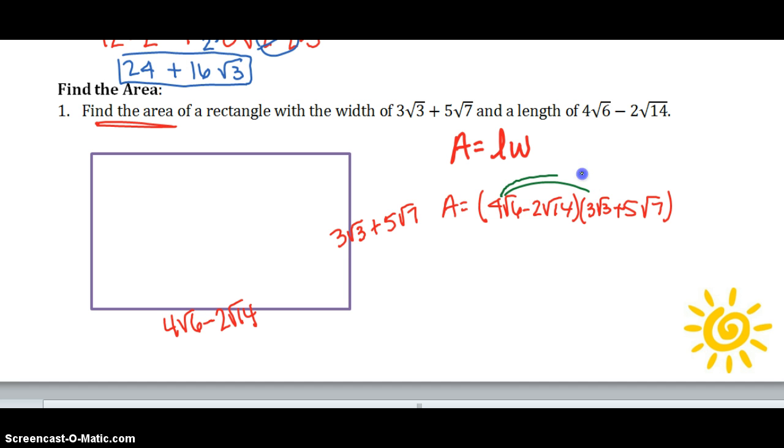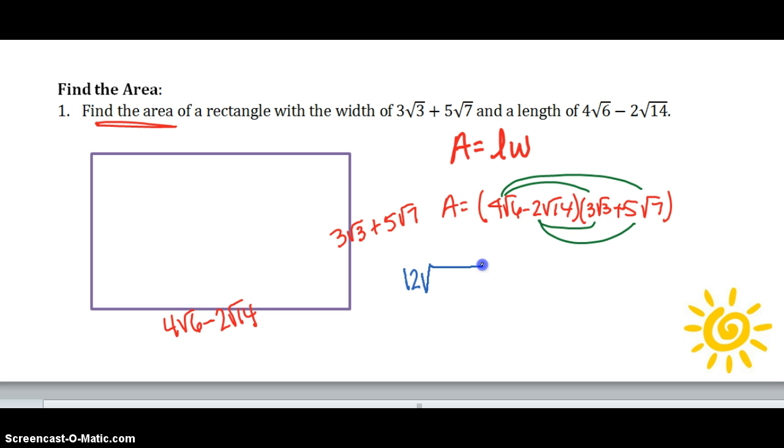The first term times the first term, then the outside terms, then the inside, then the last. So here we go. 4 radical 6 times 3 radical 3. 4 times 3 is 12. Radical 6 times 3 is 18, which we could leave, or we could break down 3 times 3 times 2, because the 6 is 2 times 3, and I already had a 3. Plus, because of this sign right here, 20 radical 42, I can't break down 42.